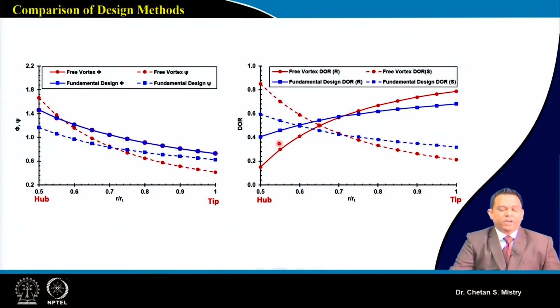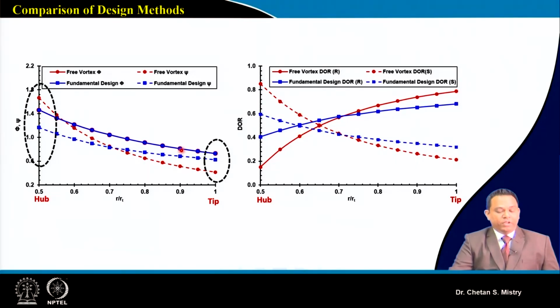Now let's see what is happening with our phi and psi. We can say the value of our phi is not changing at this moment because my Ca value and my U value are the same. But at the same time, when we are looking at our loading coefficient, we can see for our fundamental approach, this is representing systematic loading throughout my span. And if we observe here, for the free vortex configuration, my loading is changing all the way from hub to tip.